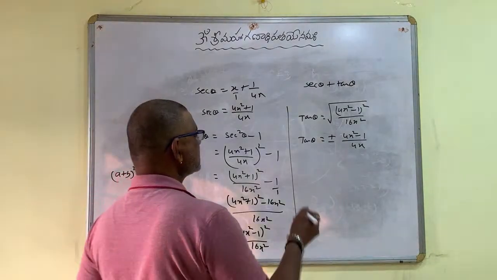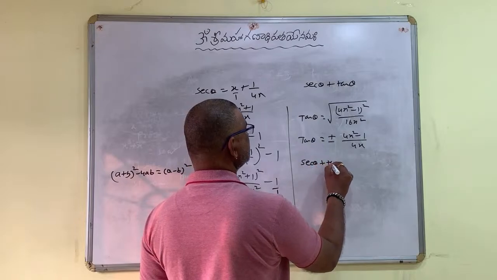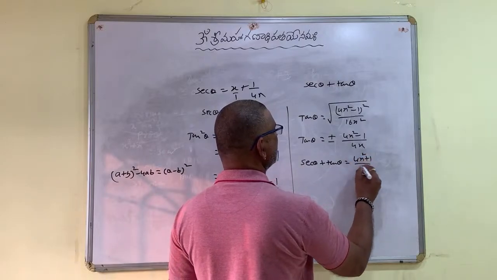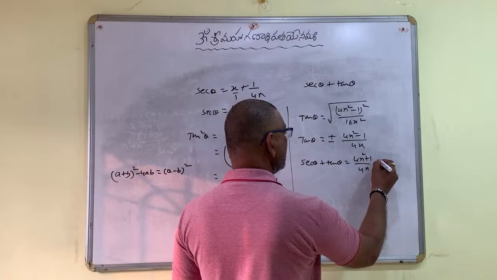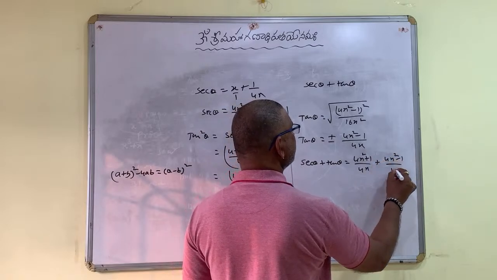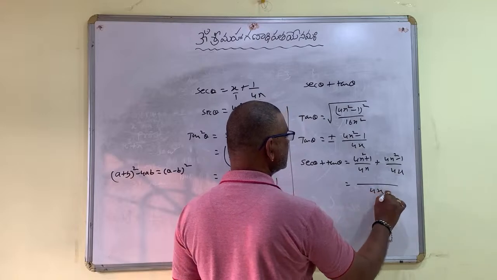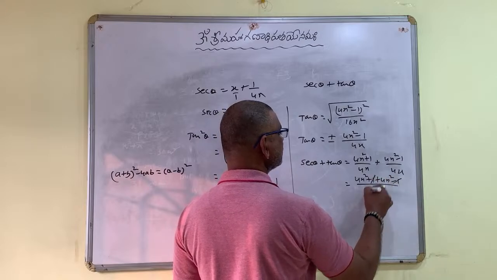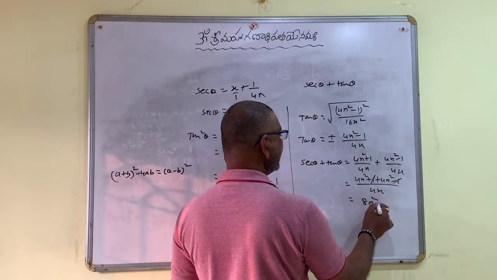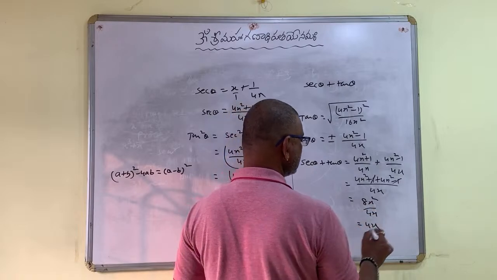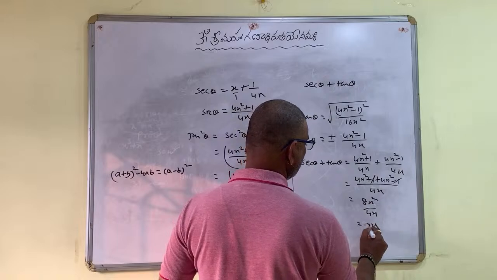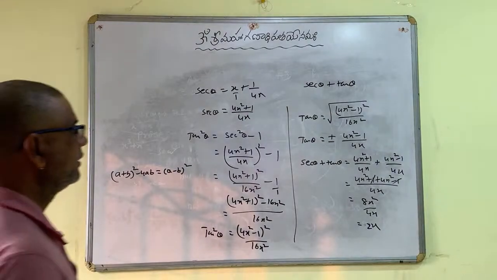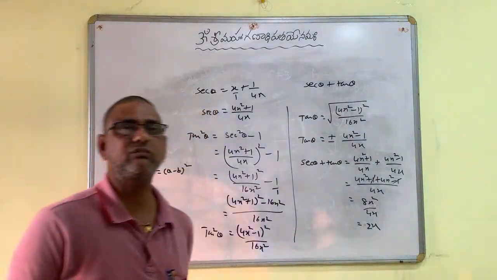Now he is asking about secant theta plus tan theta. Secant theta is 4x square plus 1 by 4x, tan theta is plus 4x square minus 1 by 4x. Taking 4x as LCM, 4x square plus 1 plus 4x square minus 1, the plus 1 and minus 1 get cancelled. 8x square by 4x is 2x. So secant theta plus tan theta is 2x, if we take tan theta as plus 4x square minus 1 by 4x.